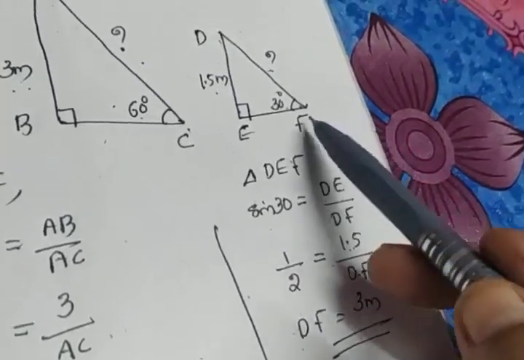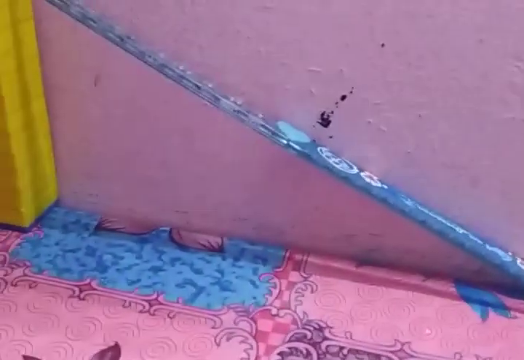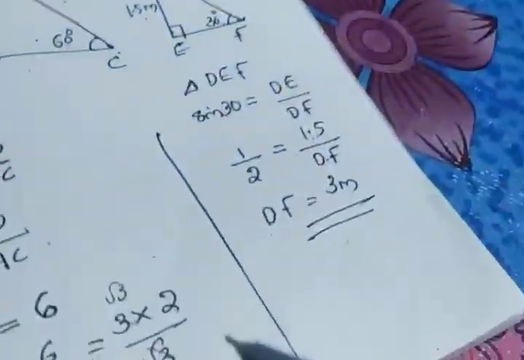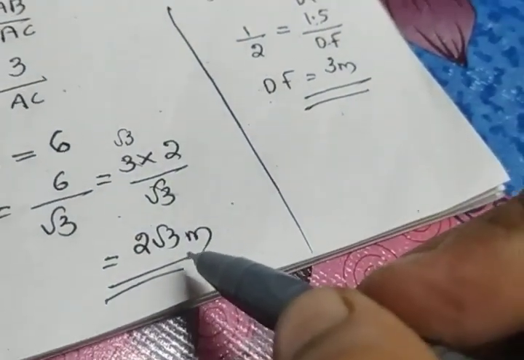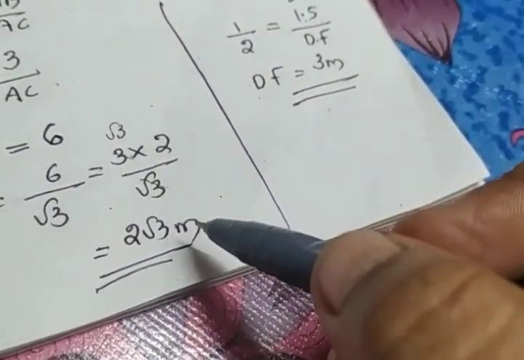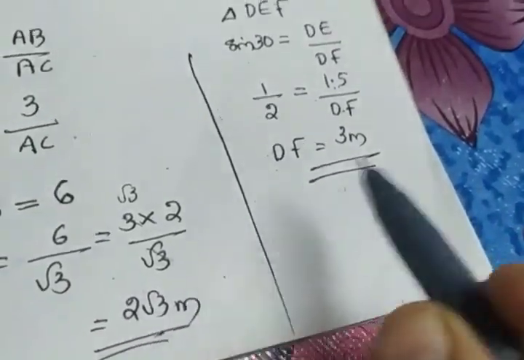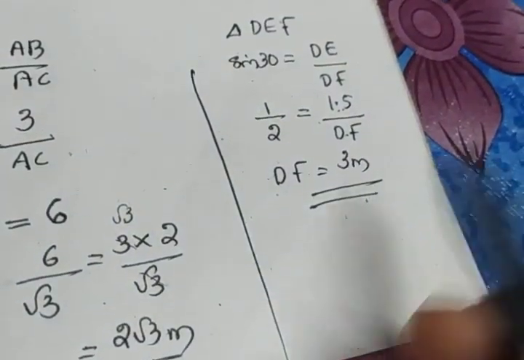So the length of the smaller slide is 3 meter and length of the bigger slide is 2 root 3 meter. Instead of root 3, we can apply the value 1.73 and just calculate the value if the value of root 3 is given inside the bracket. Otherwise, the answer: length of the bigger slide is 2 root 3 meter and length of the smaller slide is 3 meter.